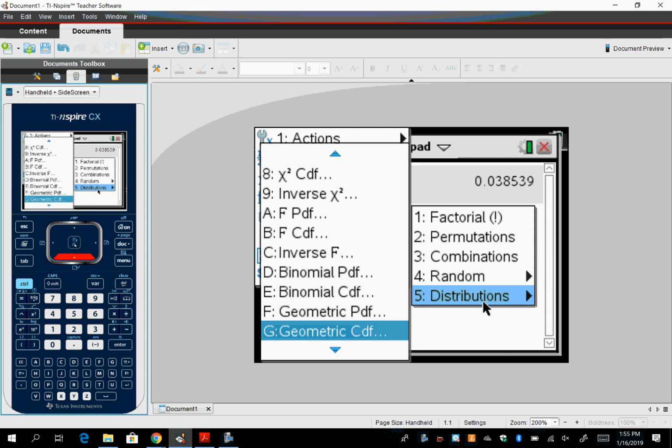What model are we using? Binomial. Are we saying exactly, or at least, or no more than? What are we saying? Exactly. So I'm using binomial PDF, which is letter D. So I'm going to hit letter D.